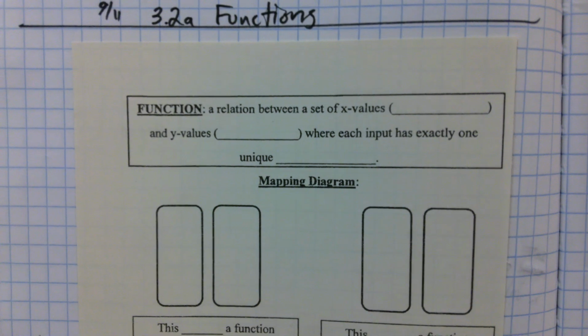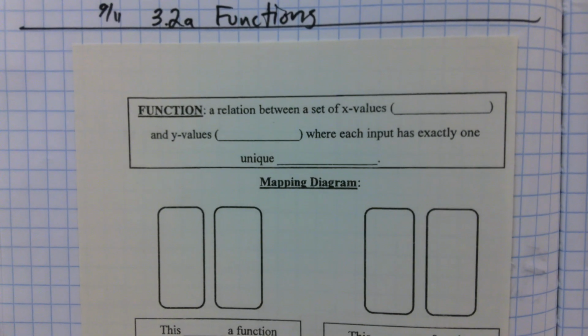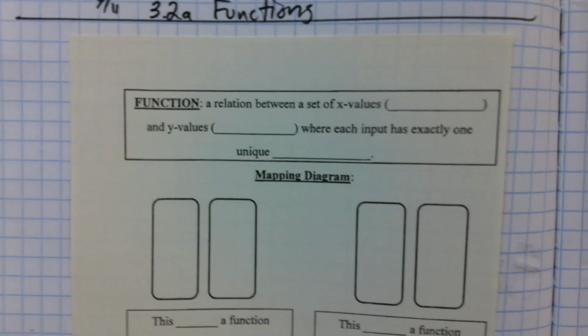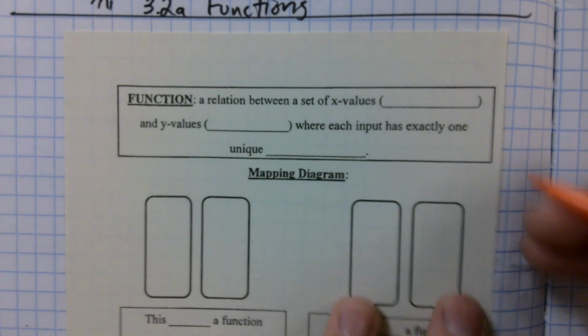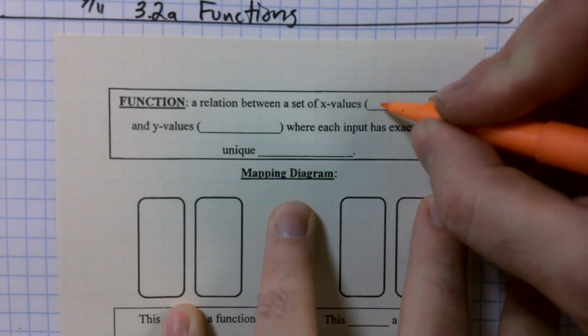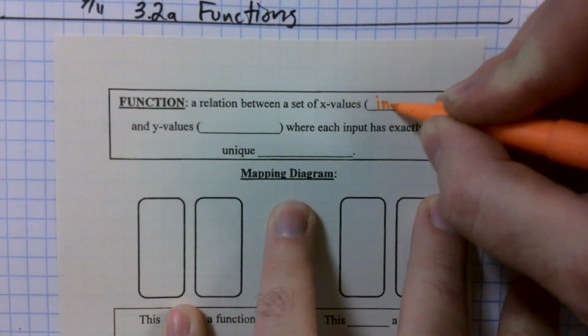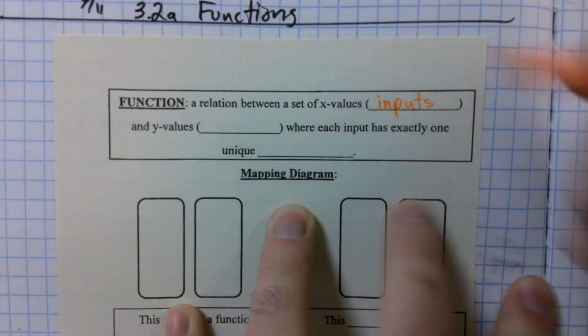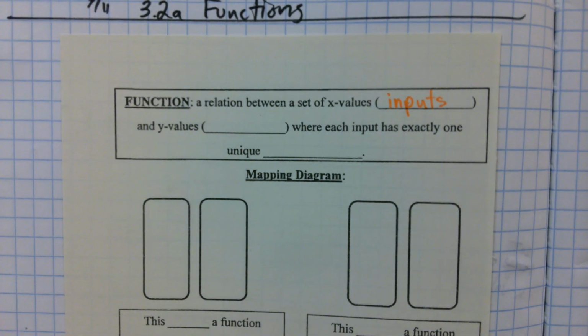Well, a function is a relation between a set of x values. Anyone remember what we call the set of x values? Yeah, domain. Good. I'm not going to call it domain expansion. We'll get to domain in a second, but my x values are going to be called inputs. Everybody say inputs. Input. Okay.